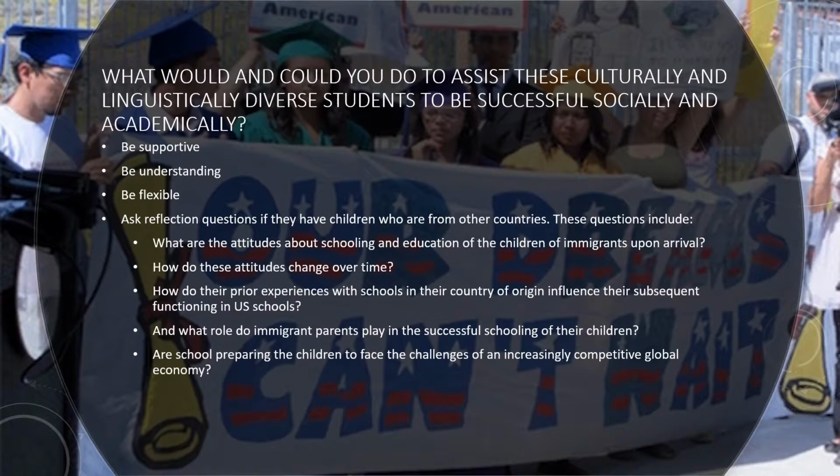One of the readings in Chapter 5 also mentioned some great reflection questions that every school should be asking themselves if they have children who are from other countries. These questions include, what are the attitudes about schooling and education of the children of immigrants upon arrival? How do these attitudes change over time? How do their prior experiences of schools in their country of origin influence their subsequent functioning in U.S. schools? And what role do immigrant parents play in the successful schooling of their children? Are schools preparing those children to face the challenges of an increasingly competitive global economy?